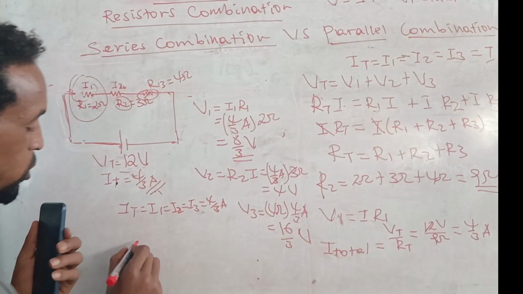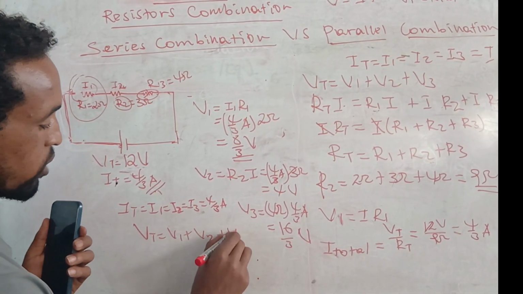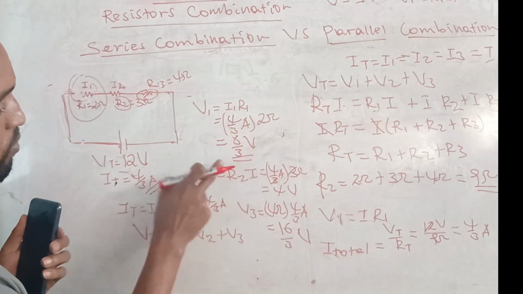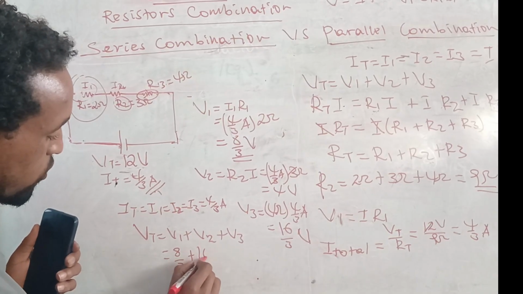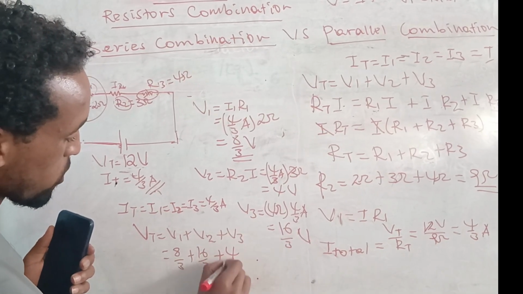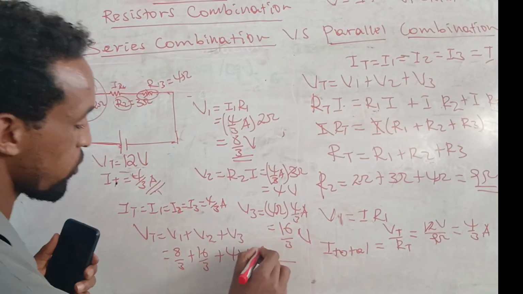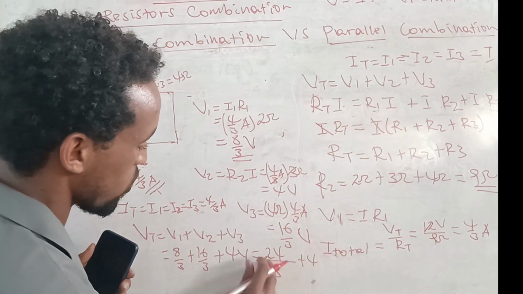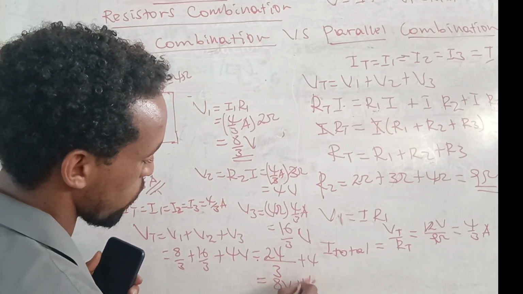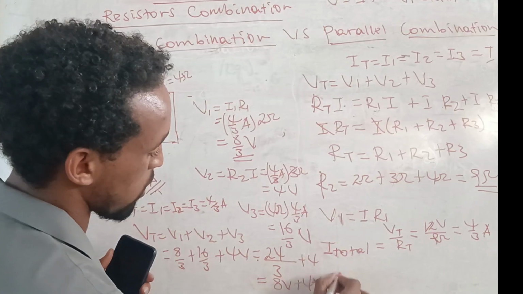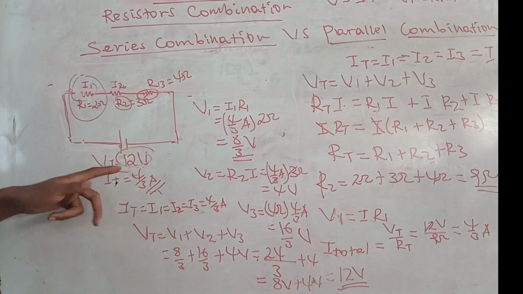And the sum of the three voltages, V total, is V1 plus V2 plus V3. You can verify that one. It's 8 over 3 plus 16 over 3 plus 4 volts, which is 24 over 3 plus 4. 24 over 3 is 8, right? 8 volt plus 4 volts is equal to 12 volt. The same as the total voltage that comes from the battery.